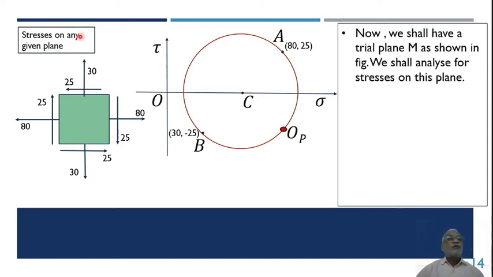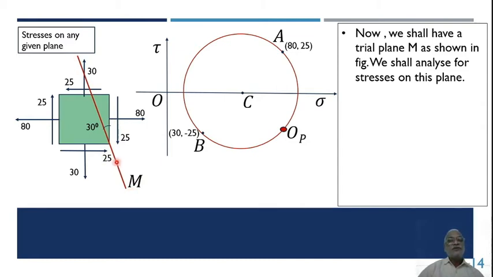Now, stress on any given plane. Now we shall have a trial plane M as shown in the figure. We shall analyze for stresses on this plane. Okay, now where is that plane? That is the plane, right? So I have called the plane or the line as M, making an angle of 30 degrees with the horizontal, with vertical as shown, right?